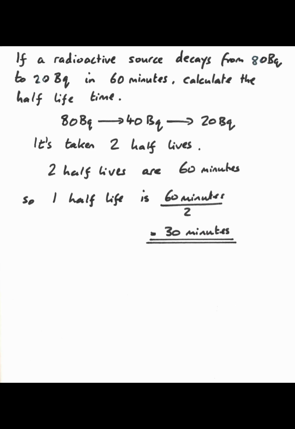The number of times we have done this halving process is the number of half-lifetimes that have happened. Then it's just sort of numeracy, saying, well, if 2 half-lifetimes are 60 minutes, then 1 half-lifetime is 60 minutes divided by 2. So the half-life comes out to be 30 minutes.